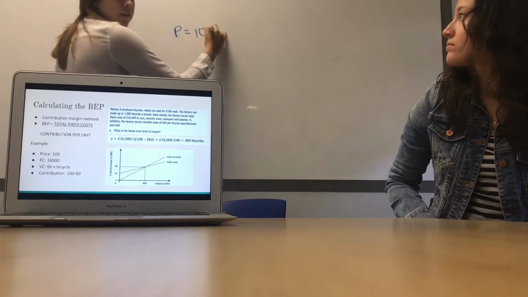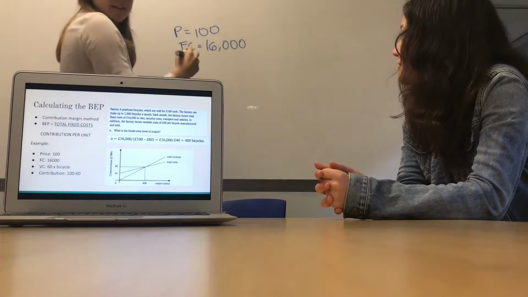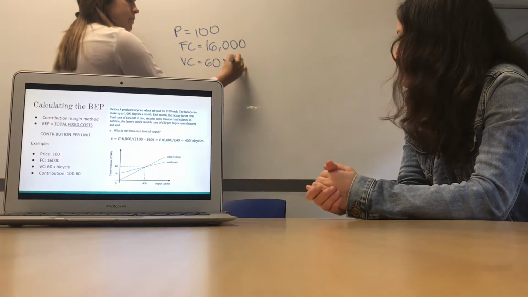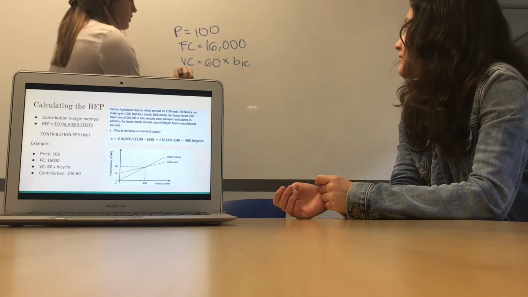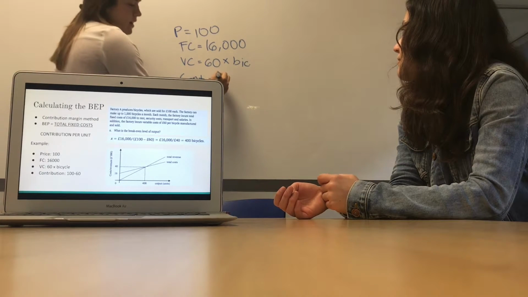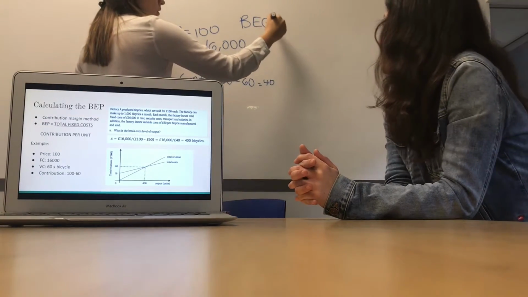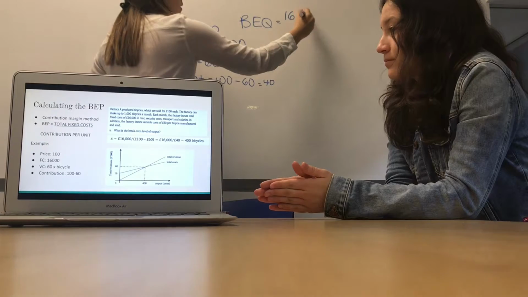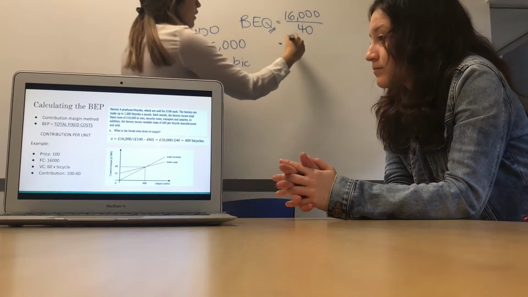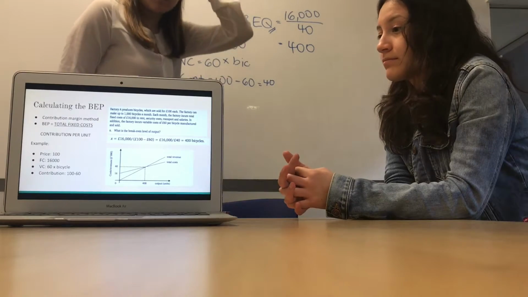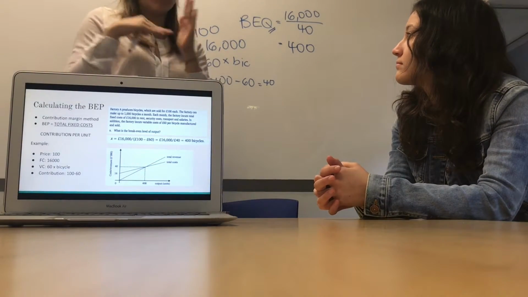Price is 100, fixed costs is 16,000. Variable costs are 60 per bicycle. And the contribution is therefore price minus variable costs. So contribution is price 100 minus 60, so it's 40. So the break-even quantity would be 16,000 divided by 40, and it's in quantity, so the answer is 400 bicycles. So by selling 400 bicycles, the company will get to this point where it doesn't make any profits and where its total revenue equals its total costs.